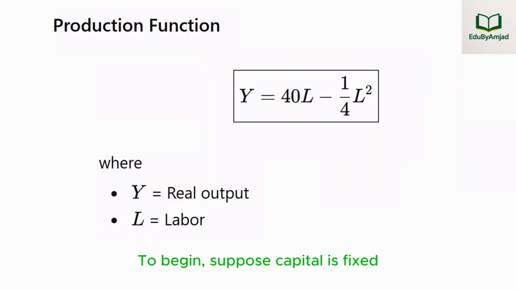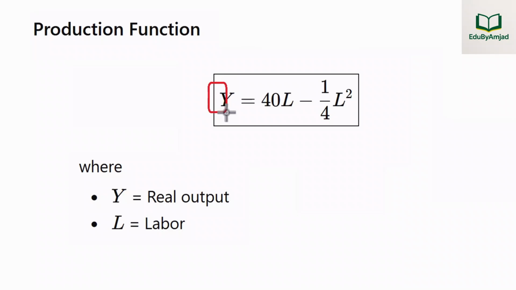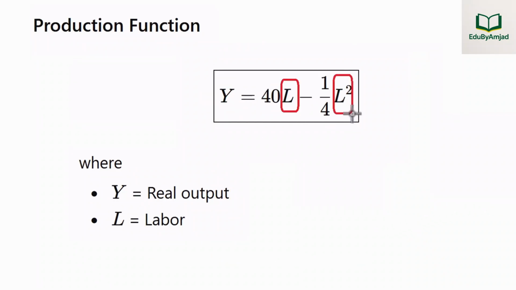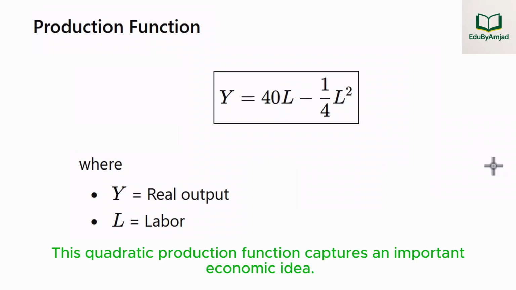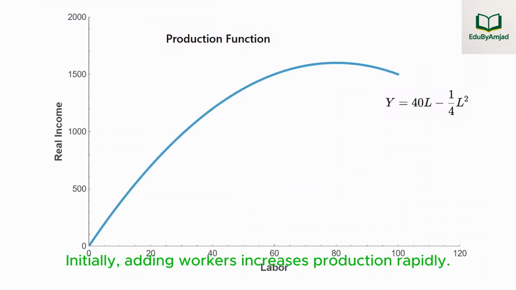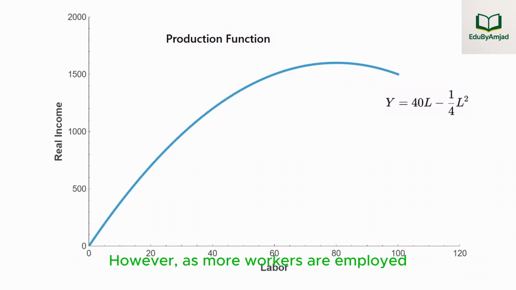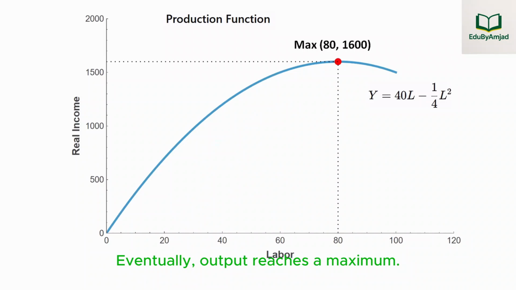To begin, suppose capital is fixed in the short run. Only labor can vary. We assume the following production function, where Y denotes real output, L denotes labor. This quadratic production function captures an important economic idea. Initially, adding workers increases production rapidly. However, as more workers are employed while capital remains fixed, diminishing returns eventually appear. Output continues to rise, but at a decreasing rate. Eventually, output reaches a maximum.